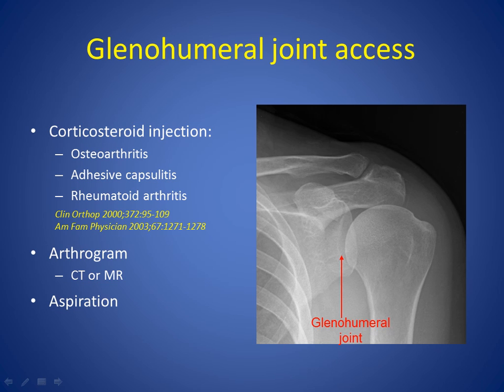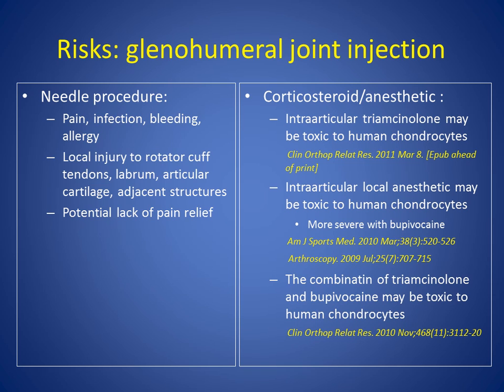Corticosteroid injection for the glenohumeral joint is typically indicated for osteoarthritis of the joint, adhesive capsulitis of the joint, or inflammatory arthritis of the joint. We also use glenohumeral joint access for arthrograms routinely for CT or MR, especially MR, or for aspiration. Again, typical risks that you would have with any needle procedure, so I'm not going to go over those again.